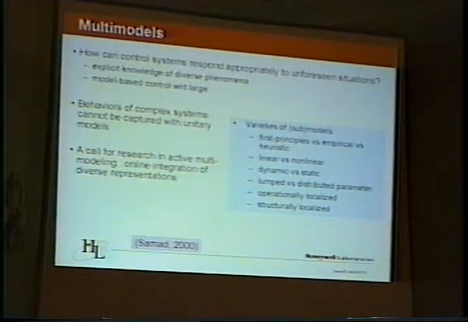There's also an algebraic complexity dimension that we can span with our models. They can be linear or non-linear. There's temporal complexity: our models can be dynamic or static, lumped or distributed parameter. They can be operationally localized, by which I mean you can have models that are tailored to specific operating conditions and not others, so perhaps linearized models of particular operating conditions. And they can be structurally localized models of individual components of a multi-component integrated large-scale system. So what I really believe is that we need to be doing more research in thinking about how we integrate these different types of models for different types of applications.